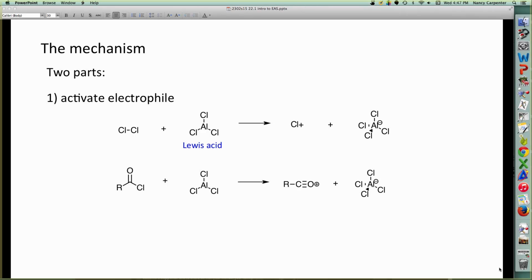Oofta. A major electrophile right there. We could even draw a resonance contributor. Holy cow, is that electrophilic. This is called the acylium ion. So we have to make these unbelievably electrophilic reagents in order to get our very unreactive aromatic ring to react with it.